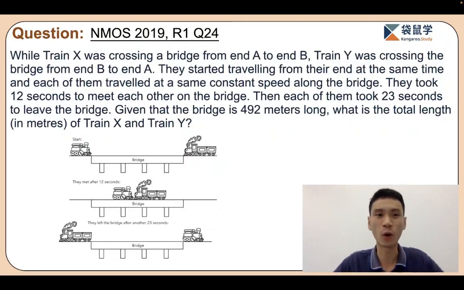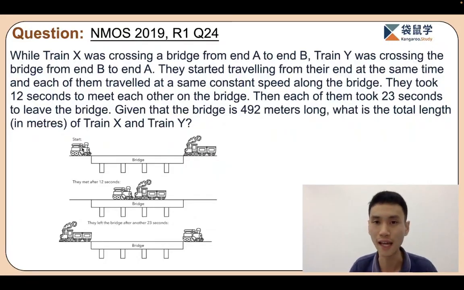So this is our question. While train X was crossing a bridge from end A to end B, train Y was crossing the bridge from end B to end A. So if you look at our model over here, this is the starting position. Let's say this is train X at end A and it's traveling to end B. And then let's say this is train Y at end B and it's traveling to end A.